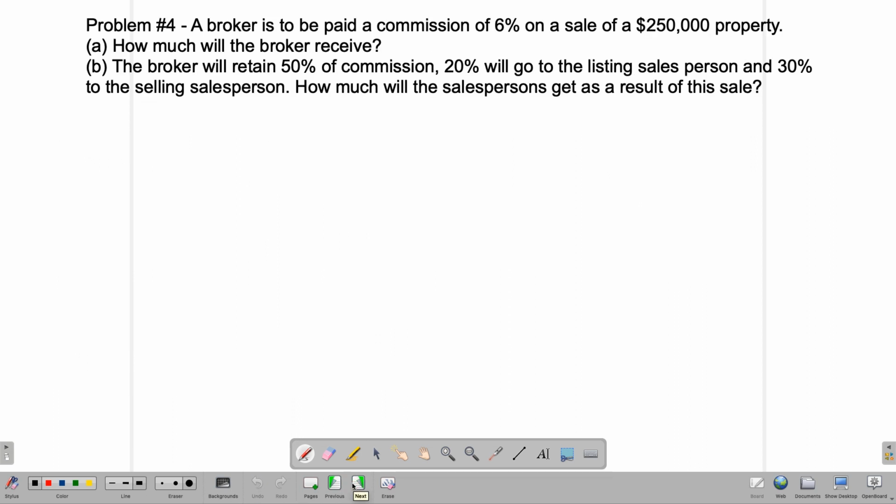Okay, so problem number 4. A broker is to be paid a commission of 6% on a sale of a $250,000 property. A, how much will the broker receive? B, the broker will retain 50% of the commission, 20% will go to the listing salesperson, and 30% to the selling salesperson. How much will the salespersons get as a result of the sale?